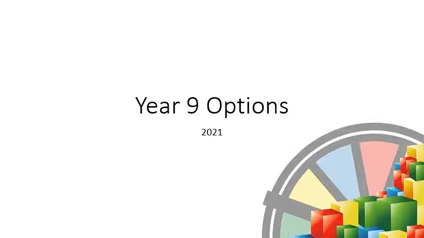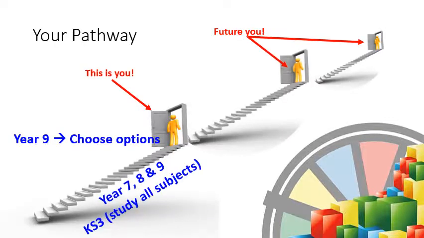Just going to deliver a short assembly on your upcoming option choices. So just to let you know, this assembly is going to be all about your options, the information you're going to receive, what the process is going to look like, and then hopefully at the end of this video, you'll receive your first pack of information, the information booklet. We can start the process of choosing your options for Key Stage 4.